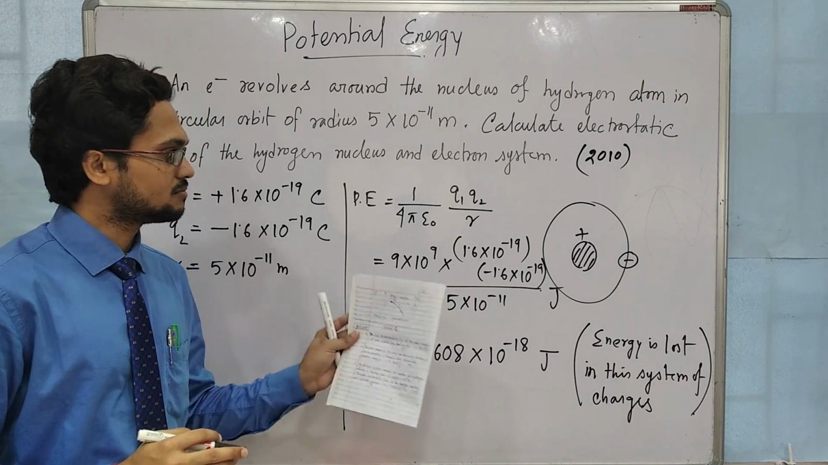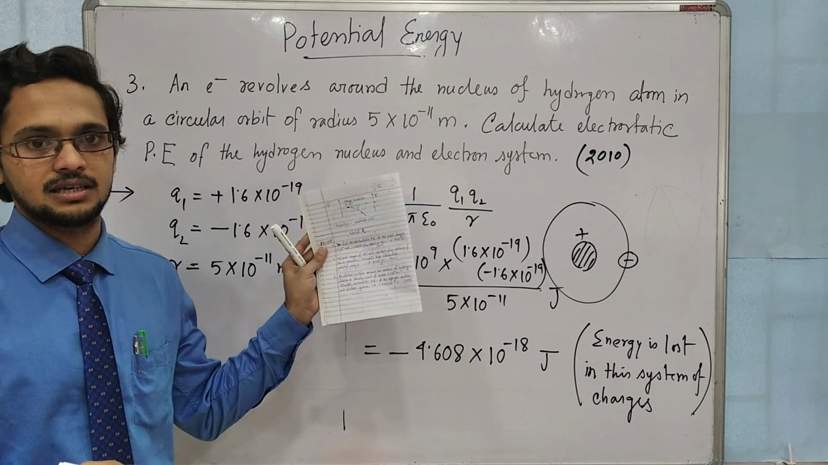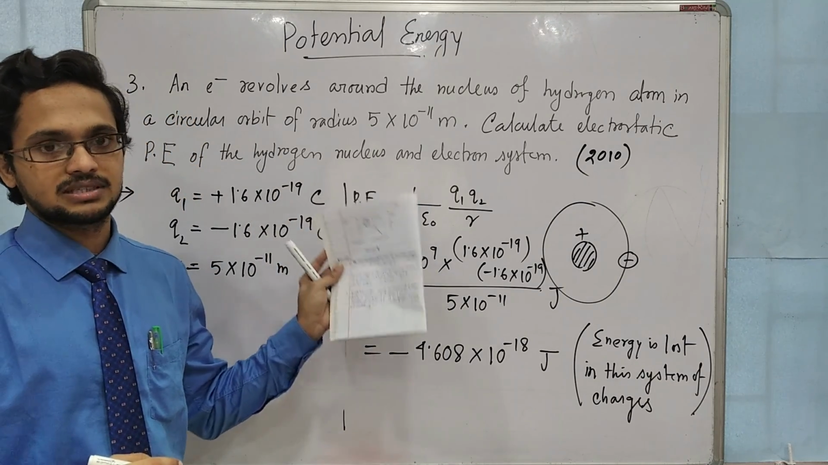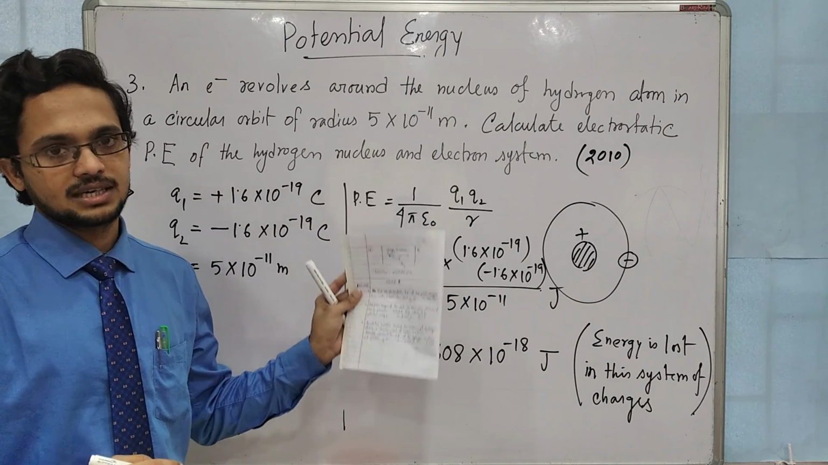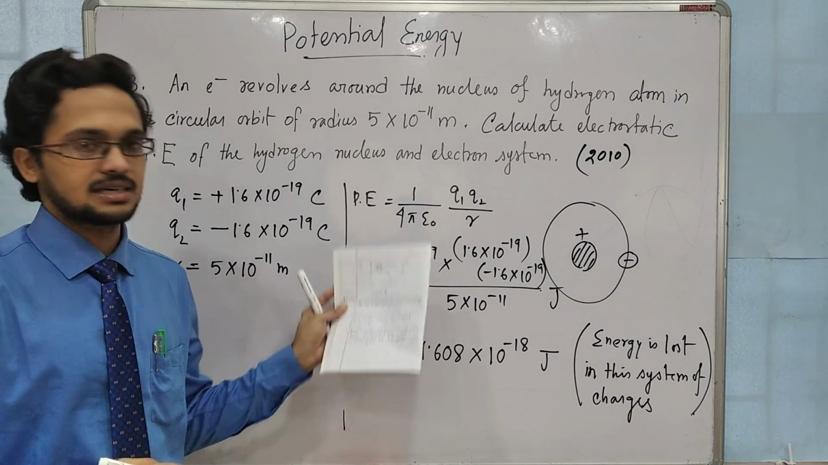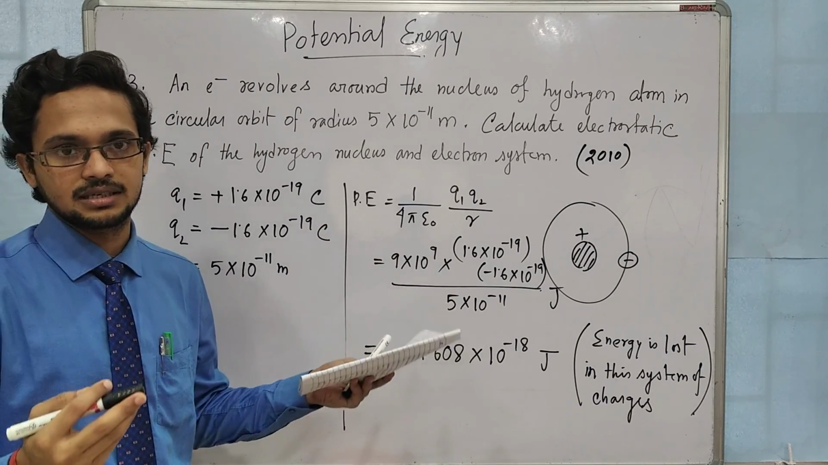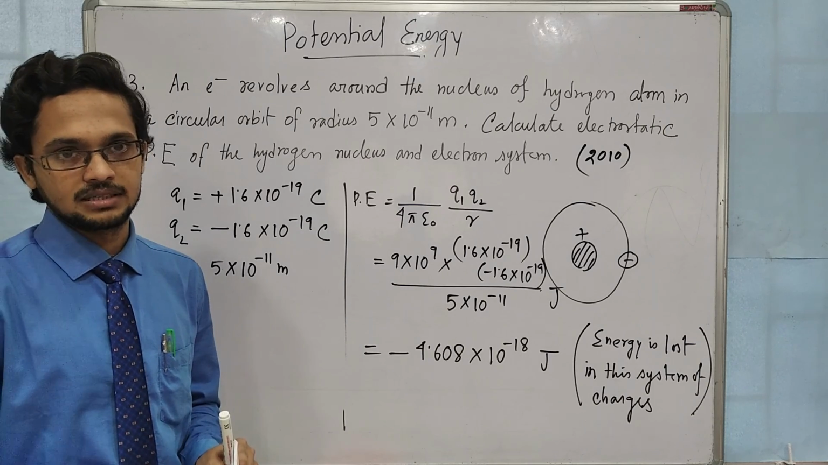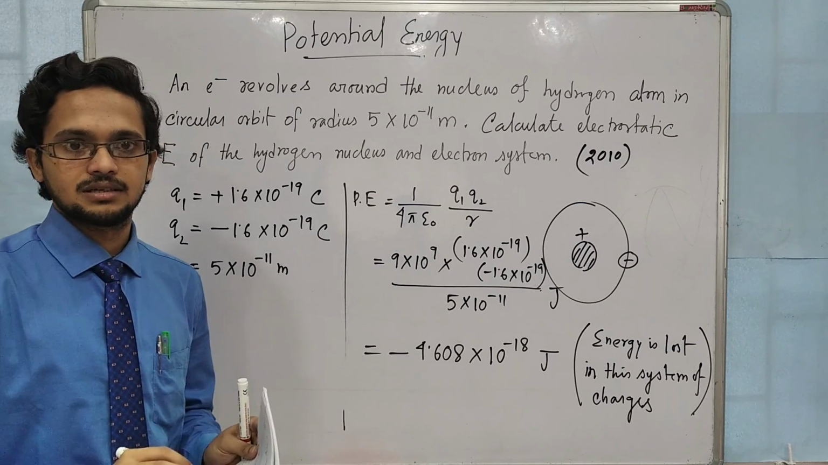Understand? So these are the things from the potential energy definition and potential energy due to two charges. Positive potential energy, negative potential energy, what are their significance? These are important parts. Understand?